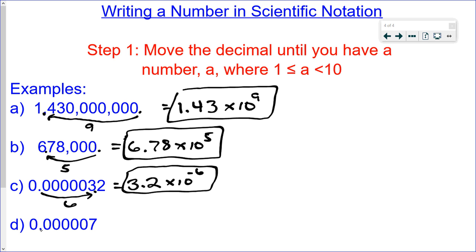All right, last one. So on this one, I need to move the decimal point to right here to create the number 7. A lot of times my students will move it here, and then you end up with 0.7. That's too small. So it's got to be a number greater than or equal to 1 and less than 10. Then count how many places I move the decimal point. 1, 2, 3, 4, 5, 6. So it's 7 times 10 to the negative 6.